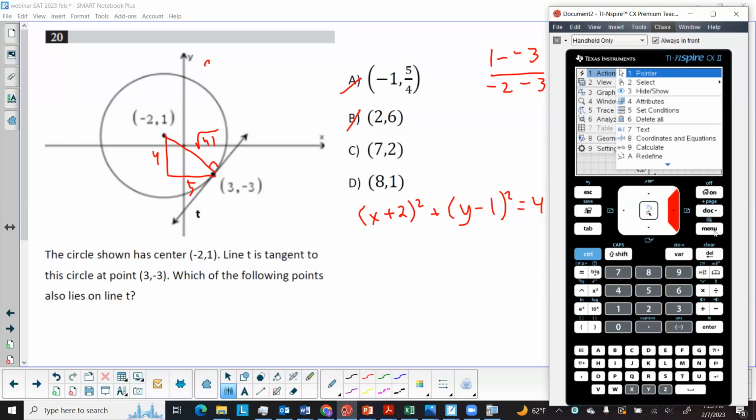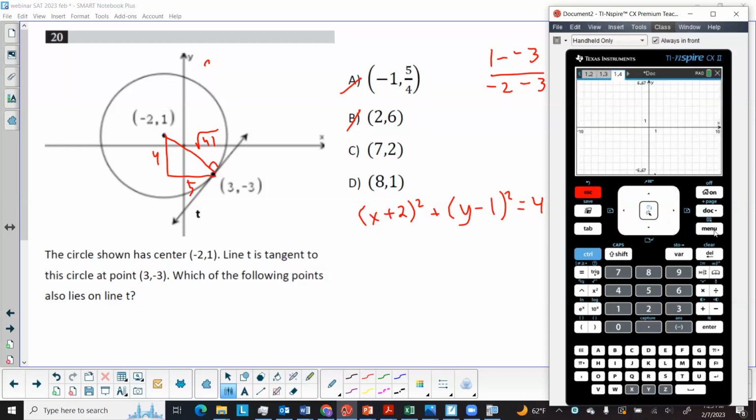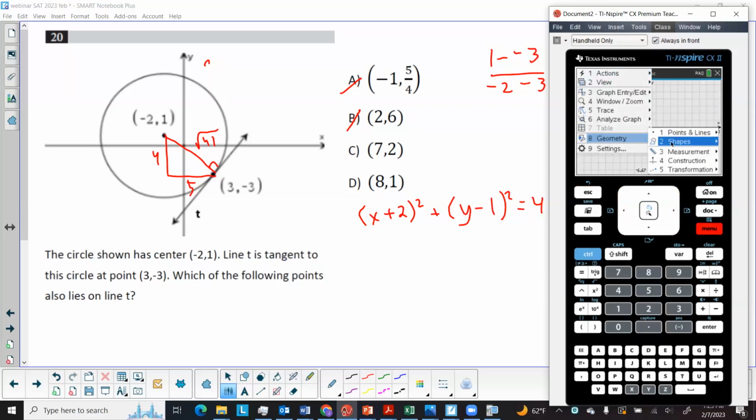Actions. So this would be menu, view. So our menu view grid, and then you would go to line grid there. And that gives you a grid, and you can actually draw a circle if you wanted to. So you can go to menu, geometry, shapes, and go to circle.